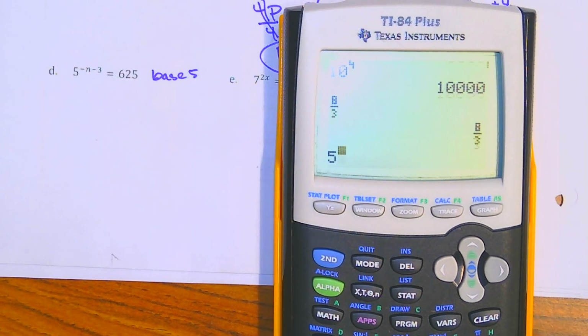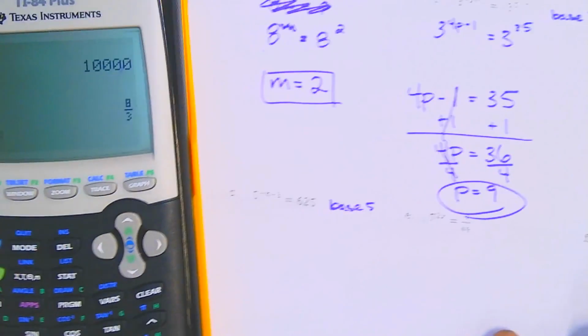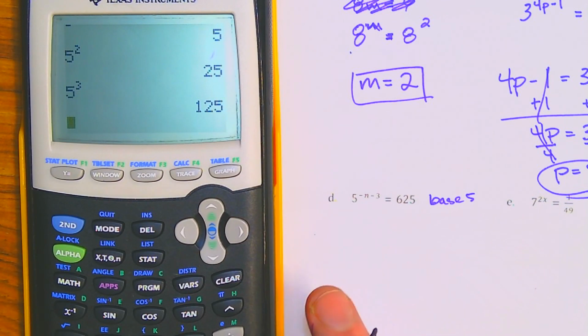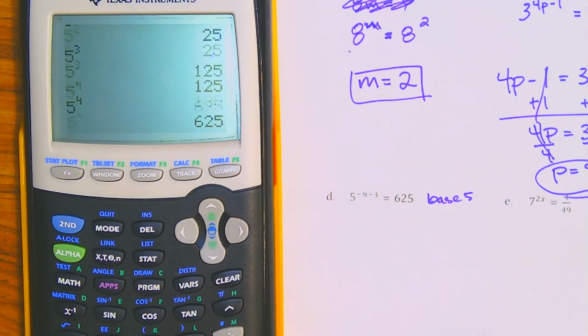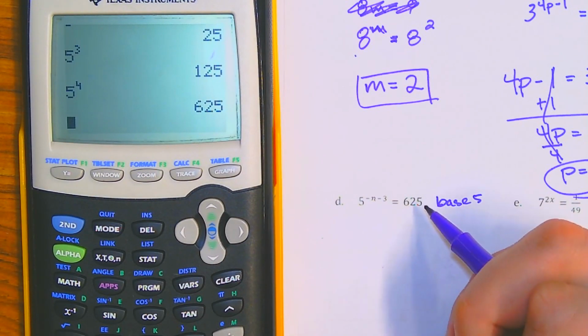5 to the 1. You guys can kind of see here. It might be a little bit easier. Remember, it's this button right here. 5 to the 1. Enter. That's 5. 5 to the 2. It's 25. 5 to the 3. 125. Getting closer. 5 to the 4. Well, that's 625. So that's what I'm looking for here is a 625.